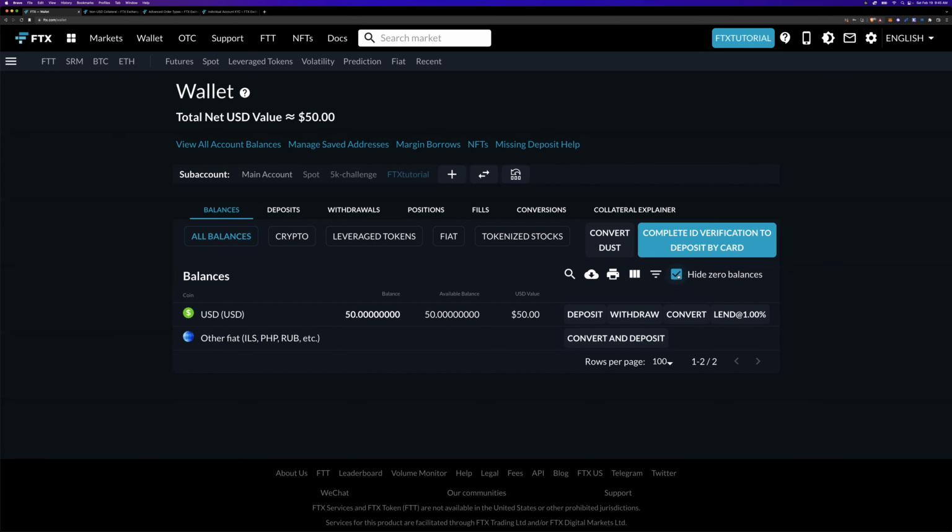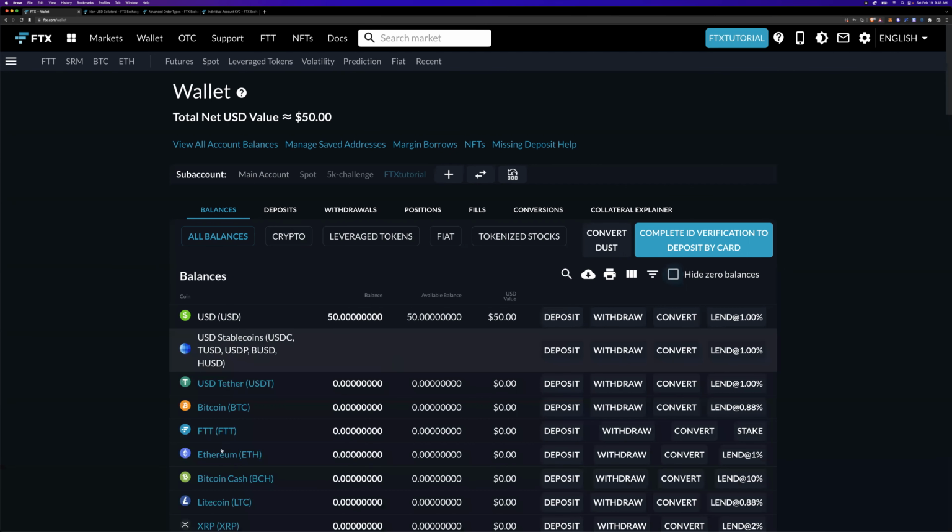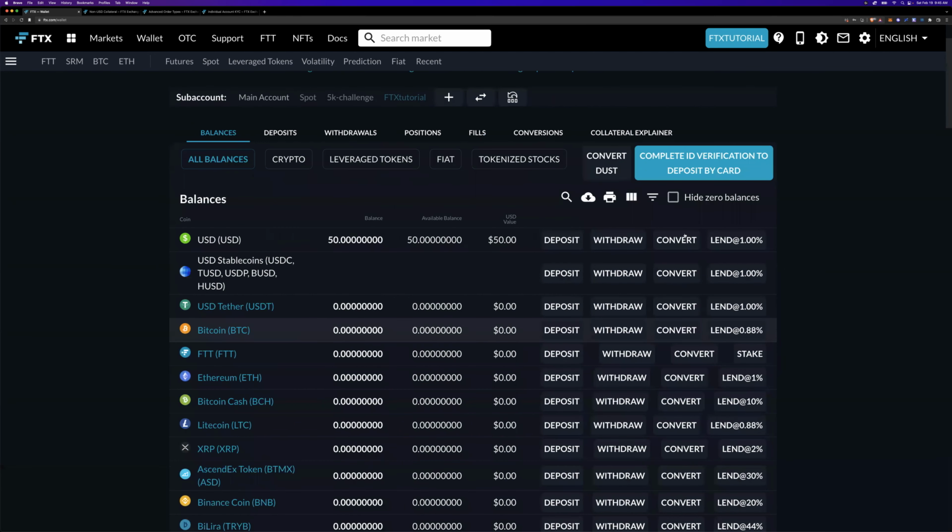And you can uncheck this right here, which says hide zero balances. And here are all the different cryptos that are available to you. So I can just hit the convert button right here and convert this to Bitcoin or FTT or Ethereum or Tether. Okay. Now, once you convert your dollars into any of these assets, that will be your spot position.